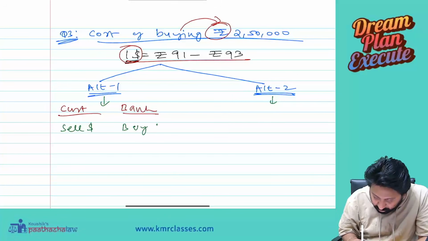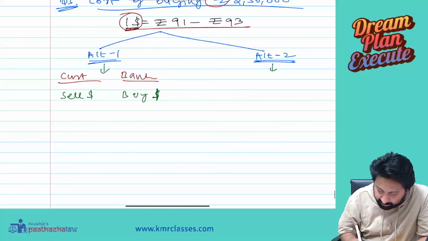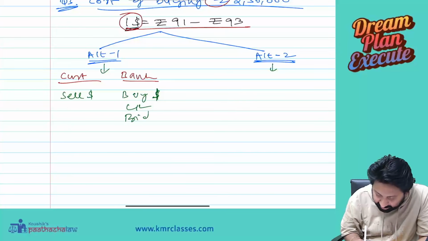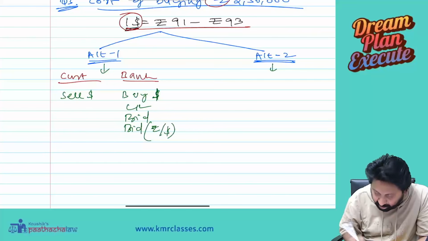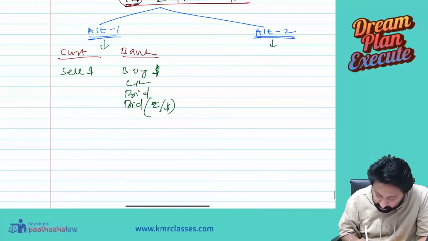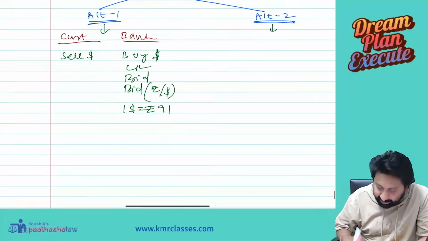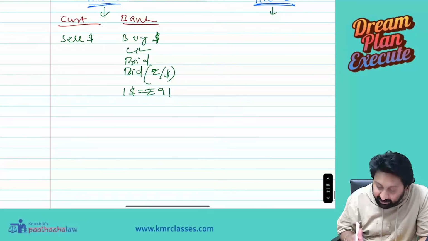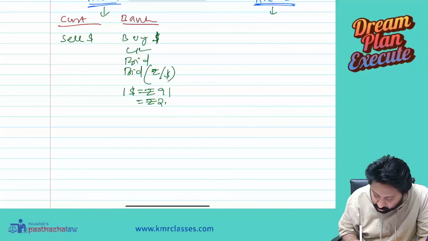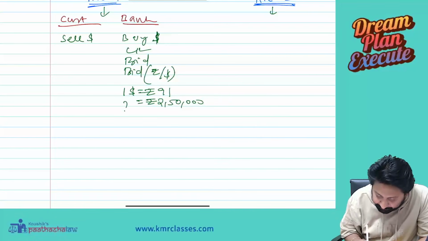The customer wanted to sell dollar. The bank has to buy dollar. Bank buys at the lower rate. Lower rate is the bid rate. The quotation required is the bid of rupee by dollar. So what is the bid of rupee by dollar? $1 equals rupees 91. How many rupees did I want to buy? Rupees 2,50,000. Tell.